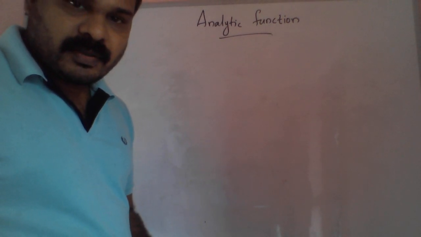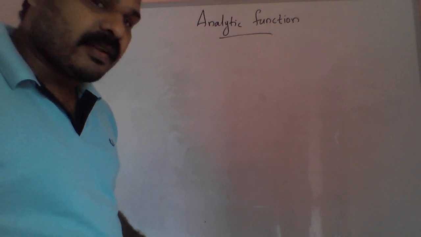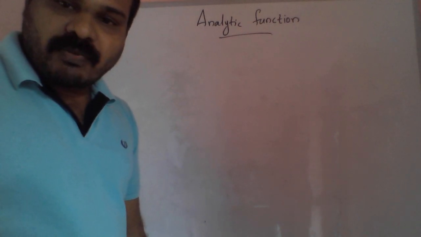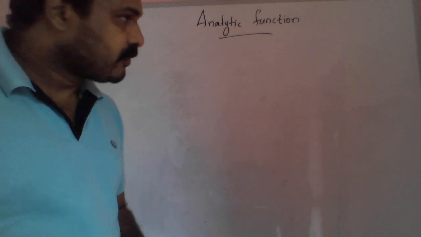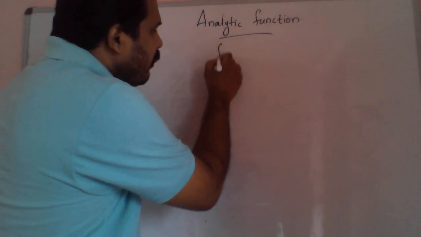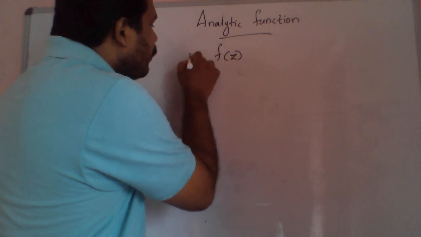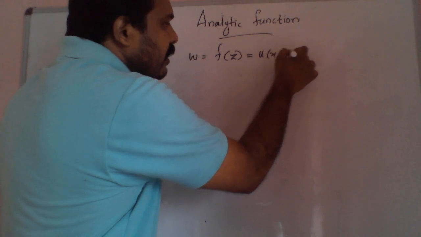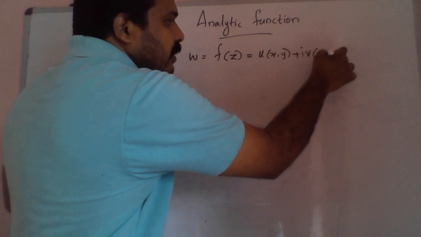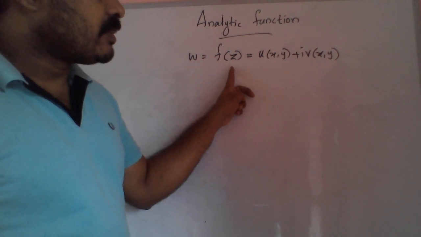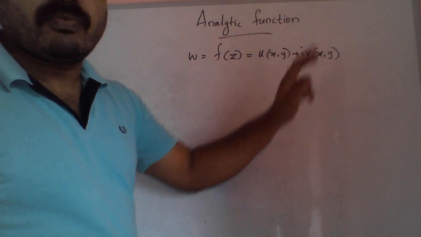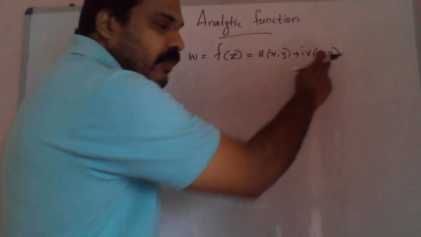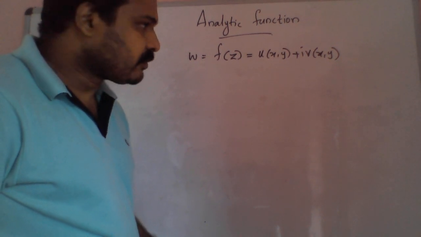Now we discuss some problems in complex analytic functions. That is, we verify whether a complex function is analytic or not. So we define a complex function as f of z, w is equal to f of z, and that f of z is u of x y plus i into v of x y, where u of x y is the real part and v of x y is the imaginary part.